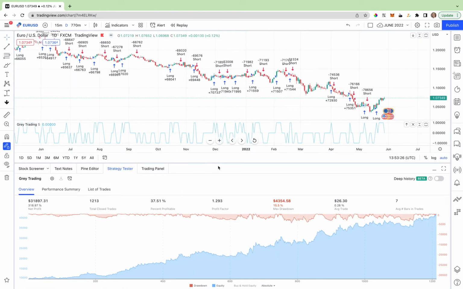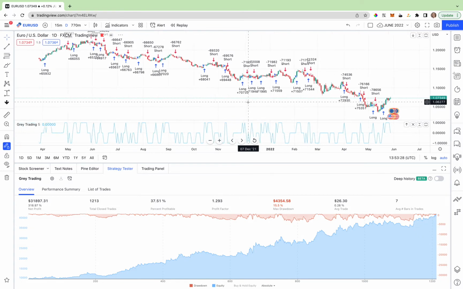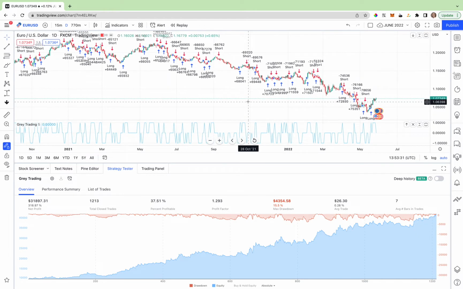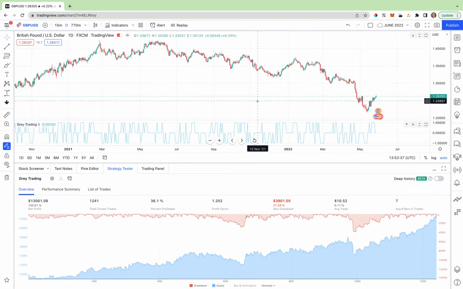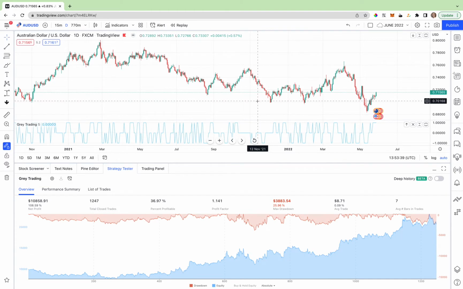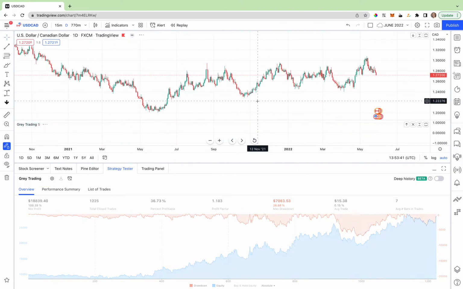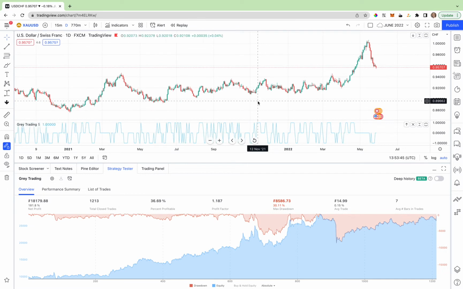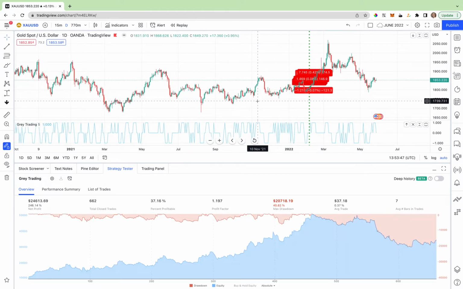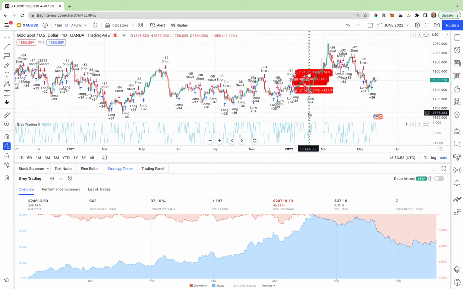You can see here that the strategy has performed extremely well on Euro Dollar, consistent and stable. If you look at the pound, it shows similar gains. Likewise with Australian dollar, New Zealand dollar, Canadian dollar, Japanese yen, Swiss franc and gold. When you combine these returns into a portfolio, you stand a better chance of performing over the long run.